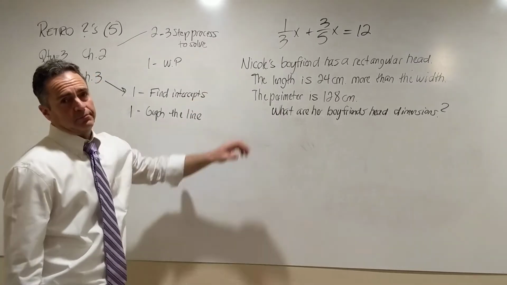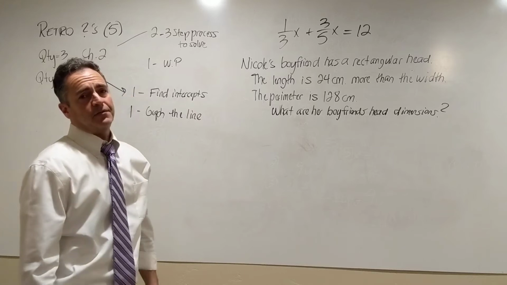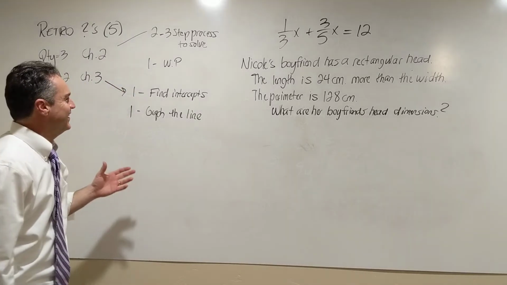And then there's a word problem on the test from Chapter 2. And this one is about Nicole's boyfriend and his rectangular head. This should be super entertaining.